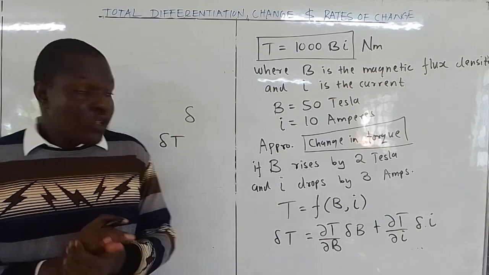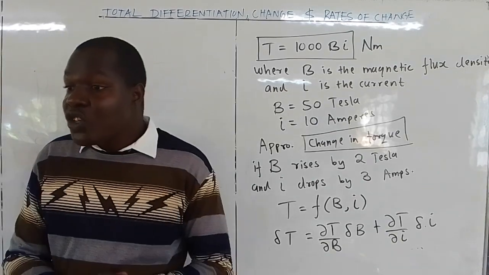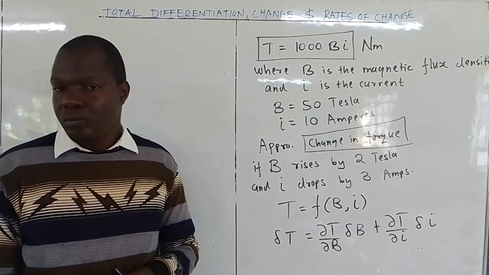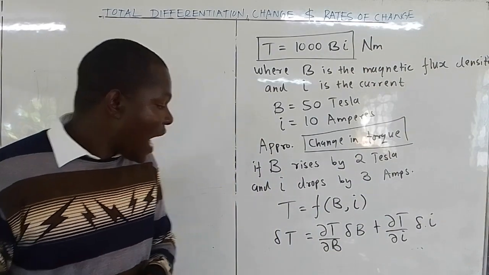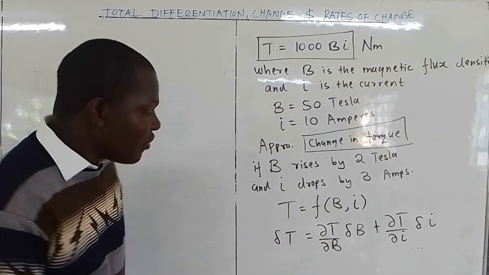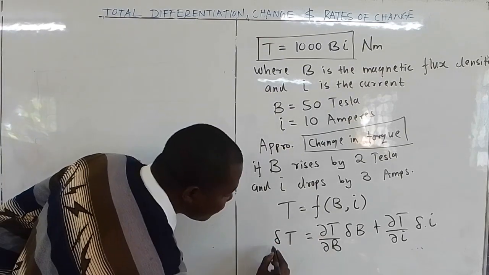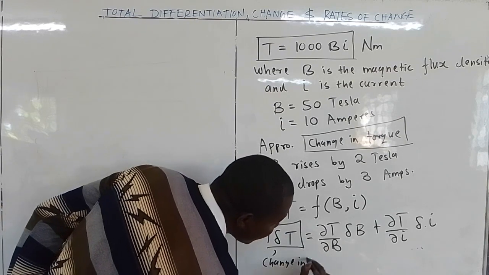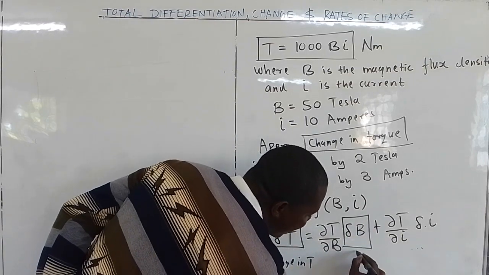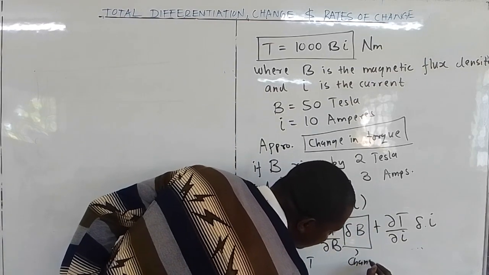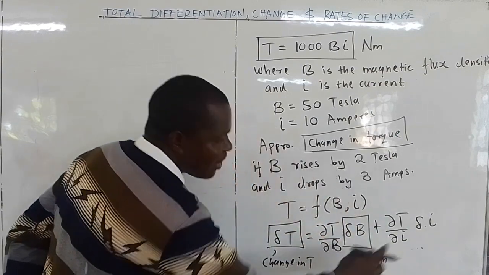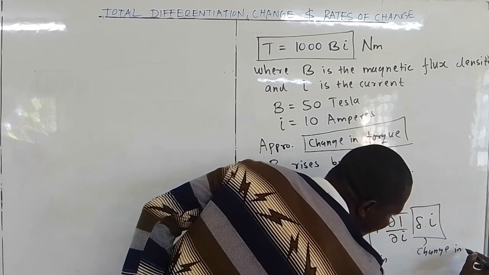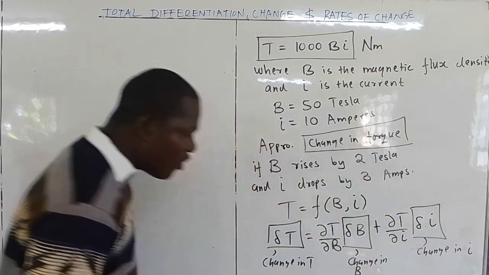Are we together? So it is that total derivative which is guiding you to know whether you are looking for change or rate of change, isn't it? Is that okay? So we now have the change in T. This is now change in torque, this one is change in magnetic flux density, this is change in B, and this one is change in current. Are you together? Change in current. So what do we need to do?